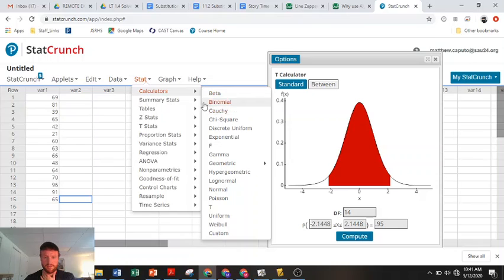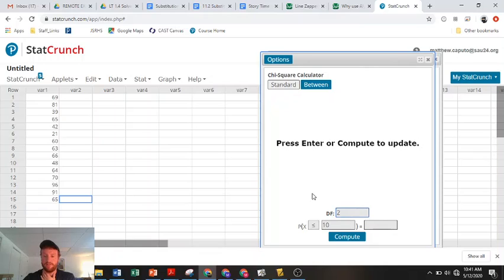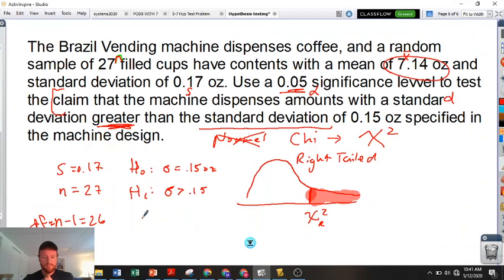Stat, calculator, summary, calculators, chi. There we are. Degrees of freedom is 26. Area equals 0.05, that needs to be a greater than symbol. The critical value is 38.885139. That seems really far from 0.17, but this is just on this curve.